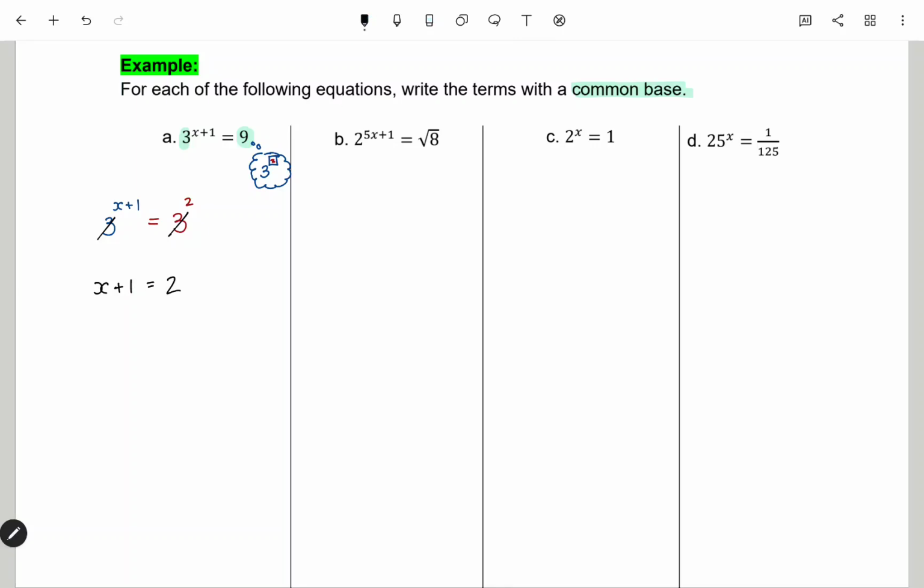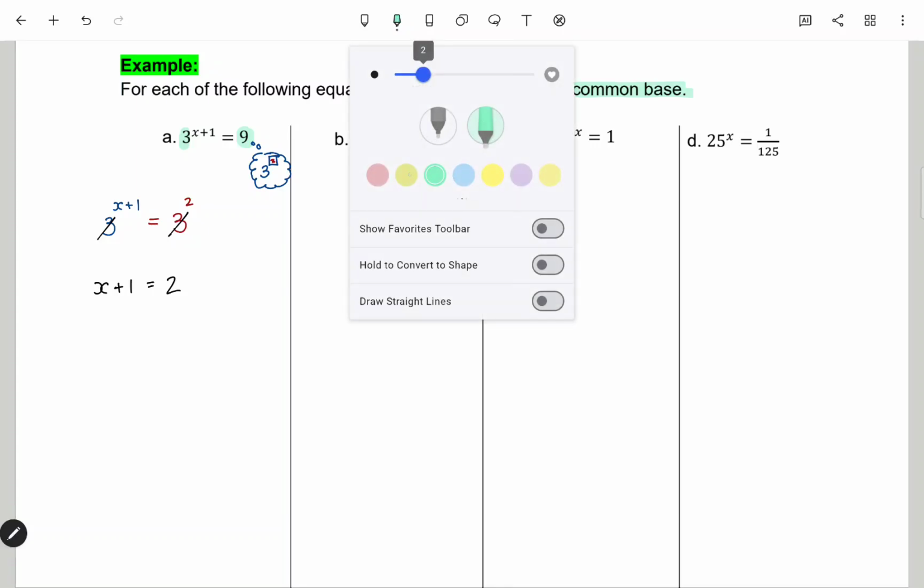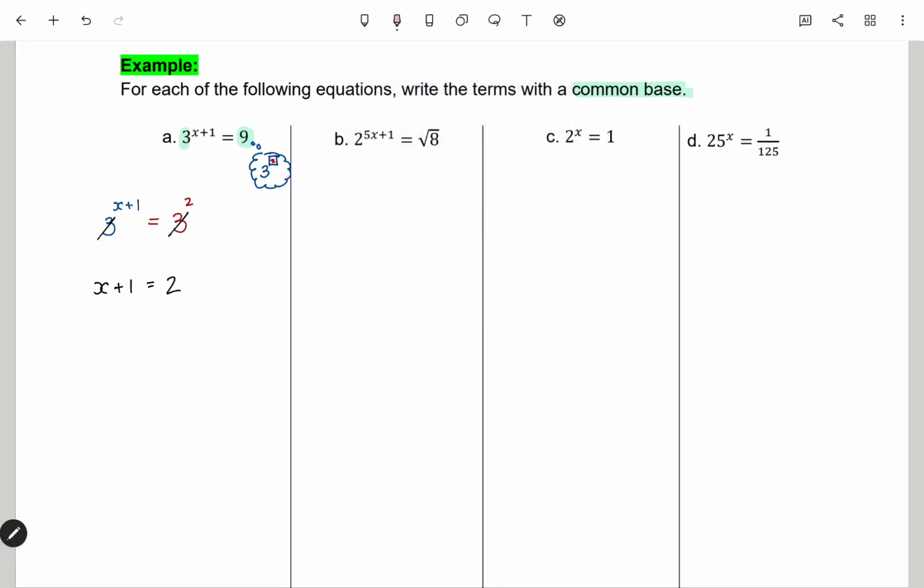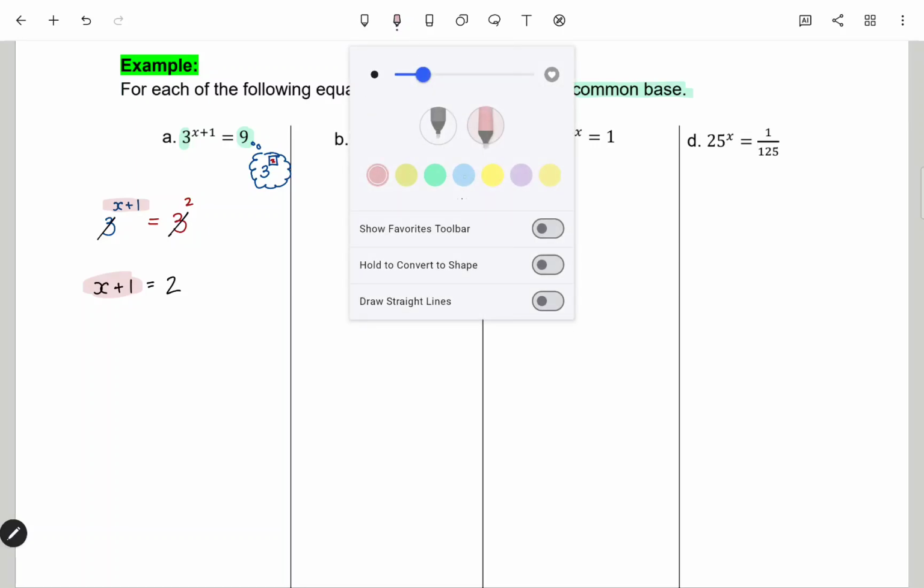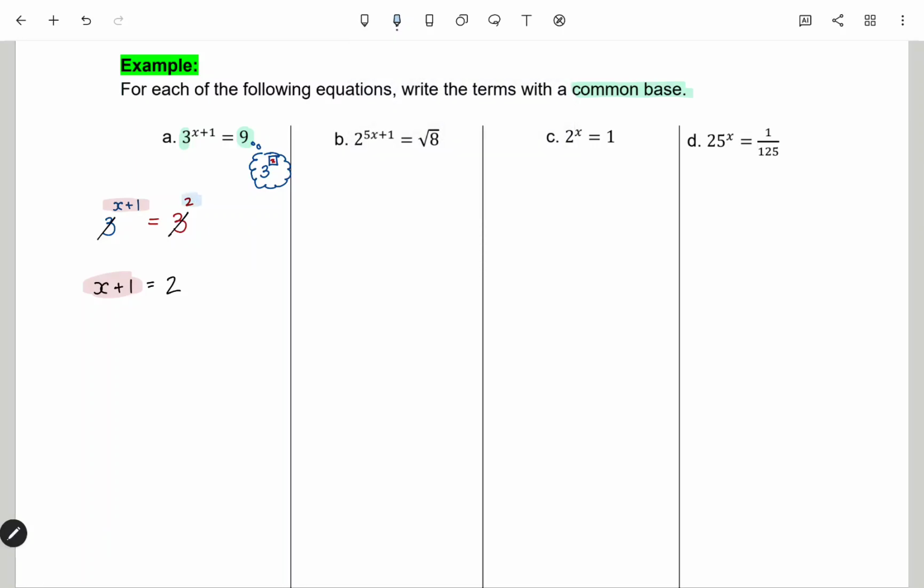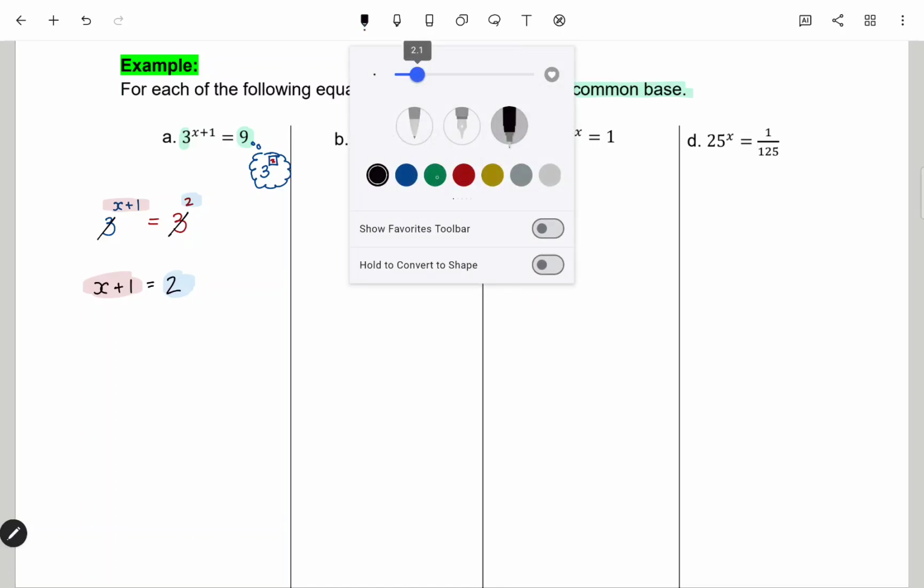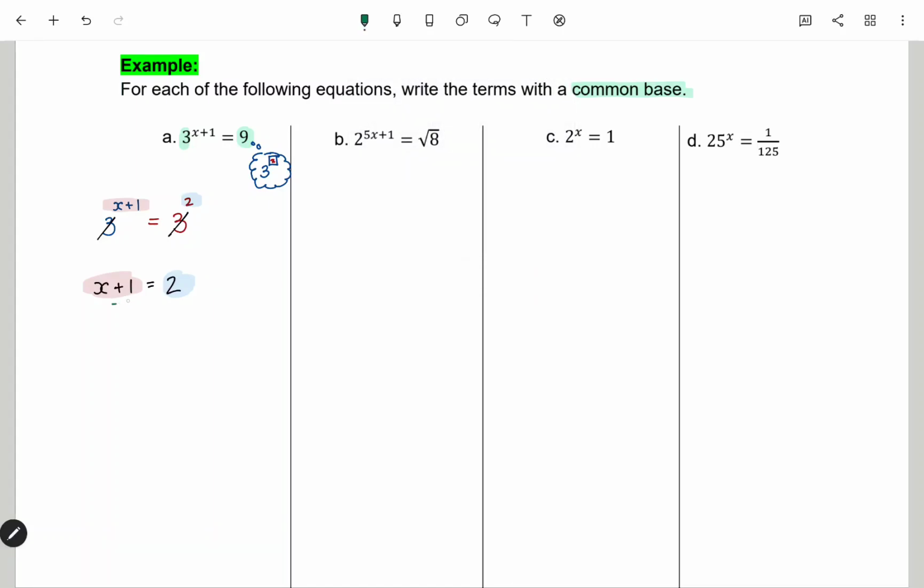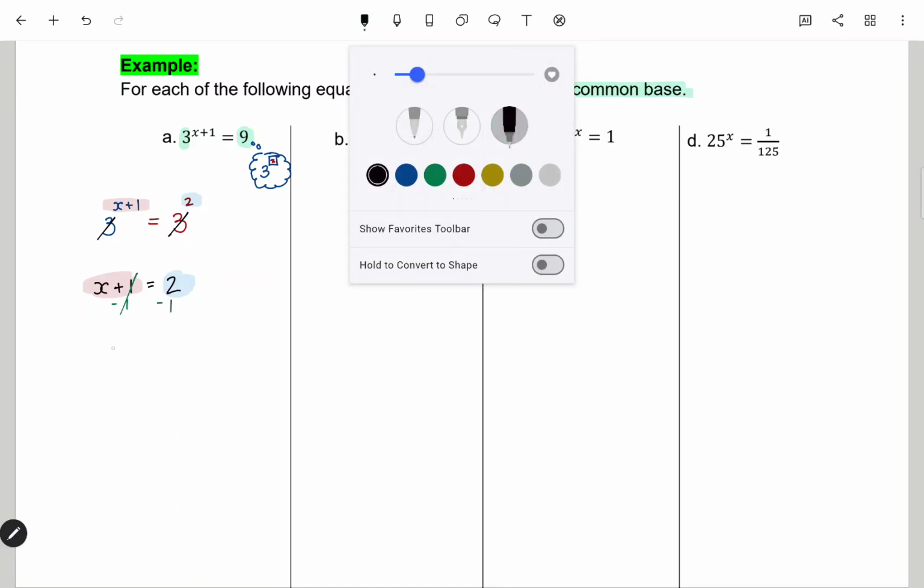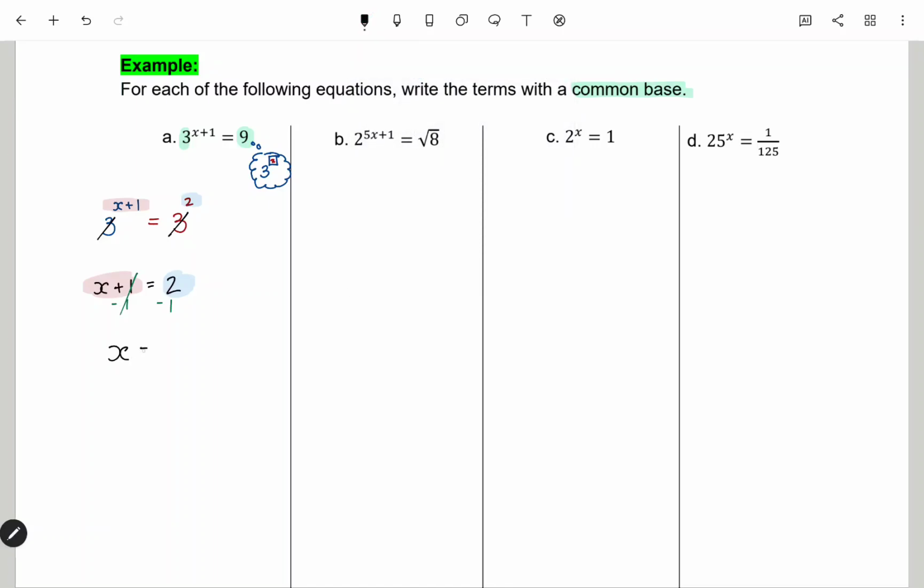So now we're going to ignore our bases, and we're just going to try to make our exponents the same. So I just took the exponent from each side and set them equal to each other, because we can now ignore the bases. So now we're just going to do some algebra. I got to subtract 1 from both sides. That gets rid of the 1 on this side. So we get that x equals 2. All right.